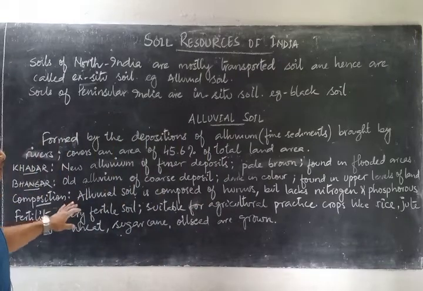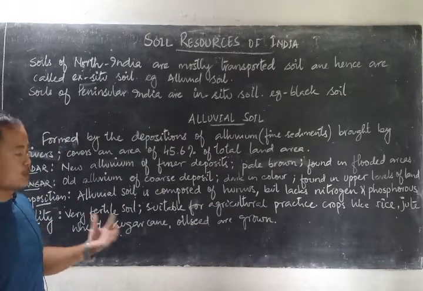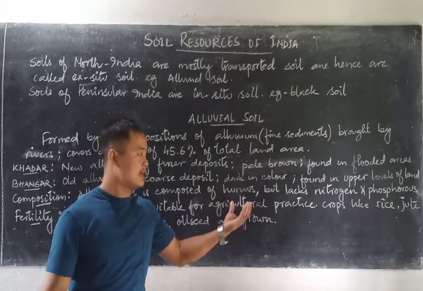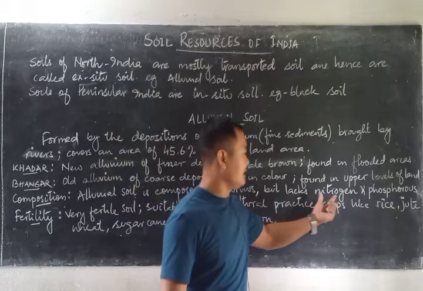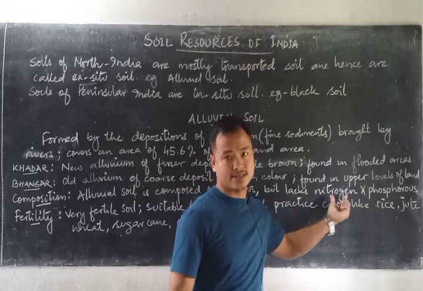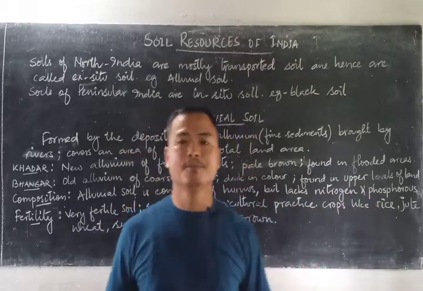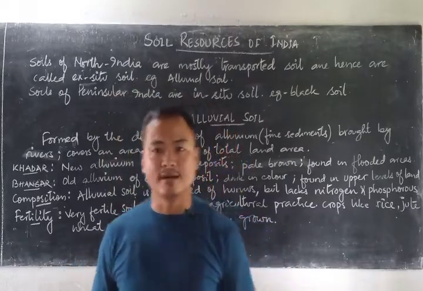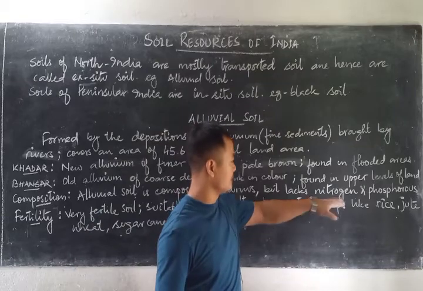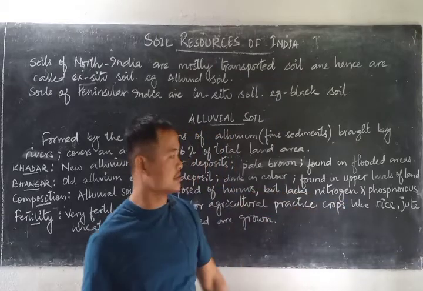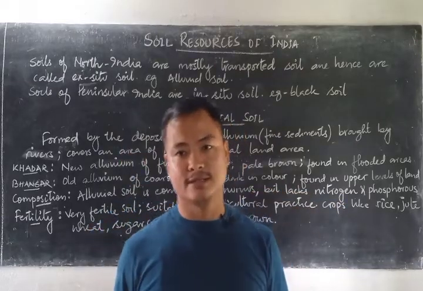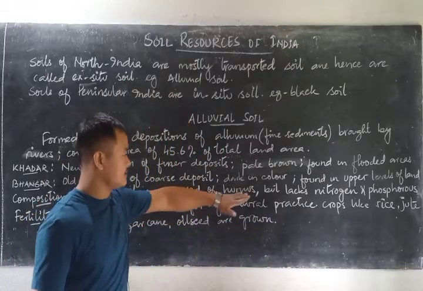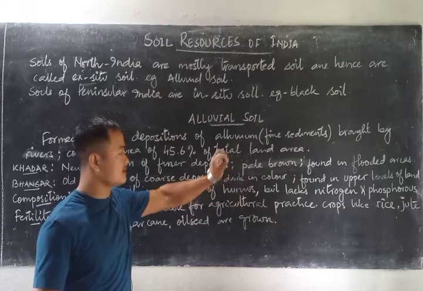As for the composition of alluvial soil, this soil carries a good amount of humus, that is, the dead remains of plants and animals, but it lacks nitrogen and phosphorus. This is its chemical composition where it lacks. While it has organic matter in plenty, it is deficient in chemicals like nitrogen and phosphorus.